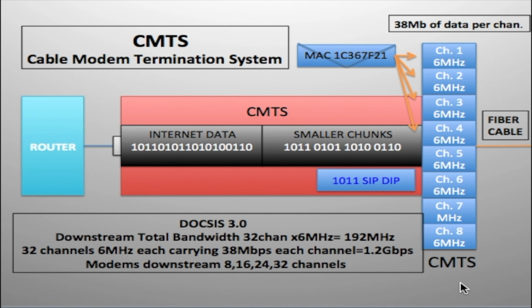It doesn't mean that you're going to get all 32 channels all the time. You may get it early in the morning, like 4 a.m., when nobody else is using the internet, but when other people are on it, it's going to be reduced, and this reduction all depends on how many people are using it.